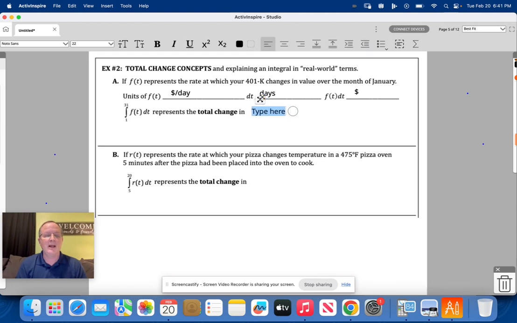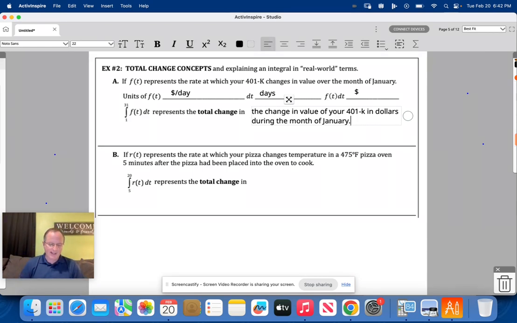So the integral from 1 to 31 of f of t dt represents the total change in the value of your 401k, in dollars, during the month of January. Yeah, that'll work.